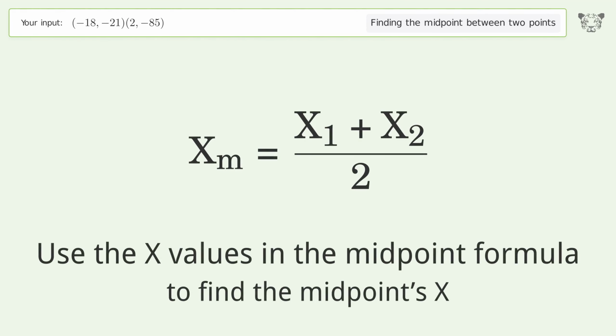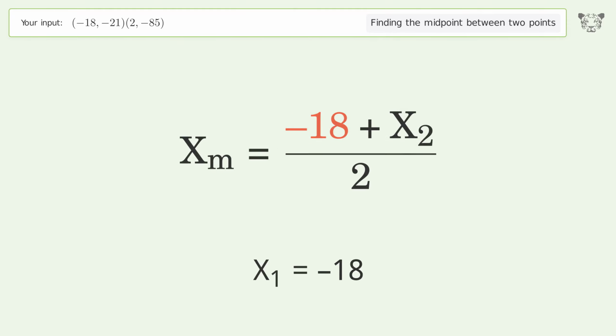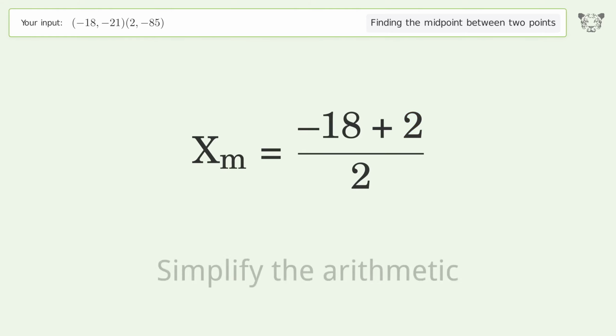Use the x values in the midpoint formula to find the midpoint's x. x1 equals -18. x2 equals 2. Simplify the arithmetic.